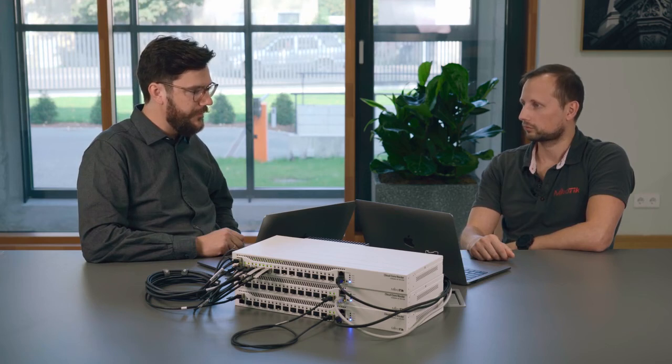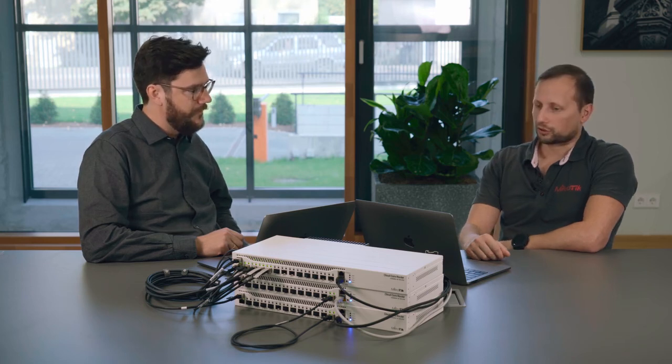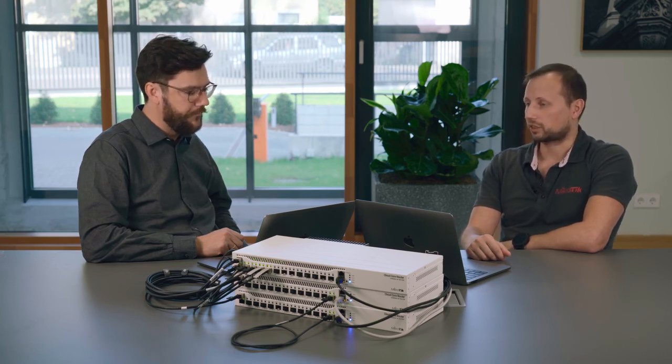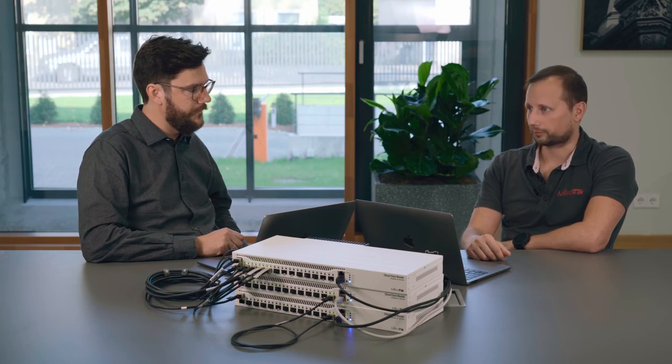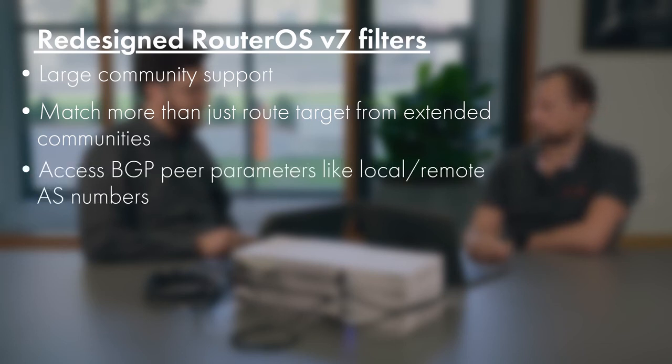So you mentioned basic filtering features of the templates, but what about regular BGP filters? What is new in that regard? Those routing filters are completely redesigned too. Since we implemented a lot of new features there, configuration needs to be changed a lot. So for example, now we have large community support, ability to match more than just a routing target in extended communities. Filter can access BGP parameters like local and remote AS numbers.